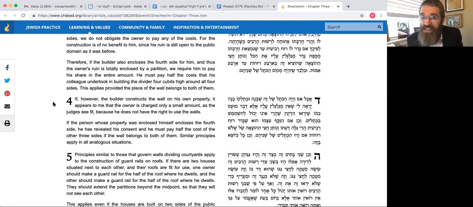In other words, when Maimonides says it appears to me, it means this is not written in the Talmud, but this is his own view. It appears to me that the owner is charged only a small amount as the judges see fit because he does not have the right to use the walls. So what Maimonides is trying to do is limit the application of this law. The application of this law is interesting. In other words, you can come without my consent, you can build walls on our border, and then ultimately, if you build 4 walls, you can bill me 50% of the cost. So Maimonides is a little bit uncomfortable with this, so he's trying to minimize the application.